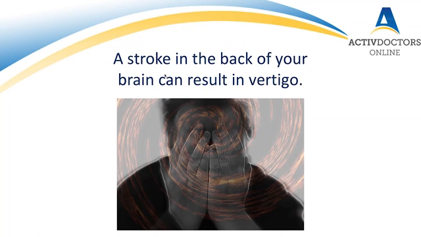A stroke in the back of your brain can result in vertigo. We already talked about how a stroke of that basilar artery in the back of your brain, that is bringing blood up to the brain from behind, supplies a lot of the blood for the back of the brain. If you have a stroke in the back of your brain, your balance can be affected, and one thing that you can get is some severe vertigo. So this is another warning sign that you have to be alert for strokes.